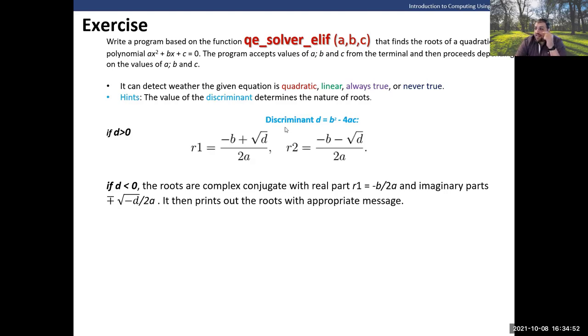So the discriminant, okay, the discriminant is from calculus. One root is equal to minus b plus the square root of d over 2a, and the other root is minus b minus the square root of d over 2a. If d is less than zero, the roots are complex conjugates, which means you have an imaginary number with the real part equal to minus b over 2a and the imaginary part equal to plus or minus the square root of minus d over 2a. It then prints out the roots with an appropriate message.